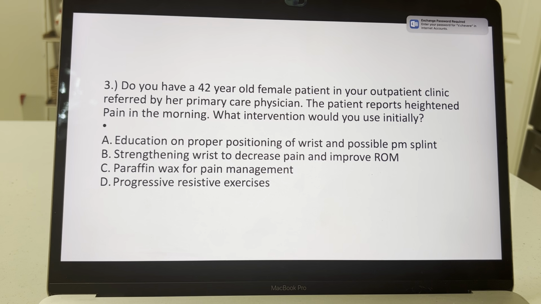Neutral is best. When it's already inflamed and they're having so many symptoms, you want to reduce how much they're bending that wrist and that sustained grasp if they're carrying things at work for a prolonged amount of time. You also want to possibly, if they're having a lot of pain at night during sleep, or even report heightened pain in the morning, you can even recommend splinting. The other options are great, but initially you would want to educate them on proper positioning of that wrist.